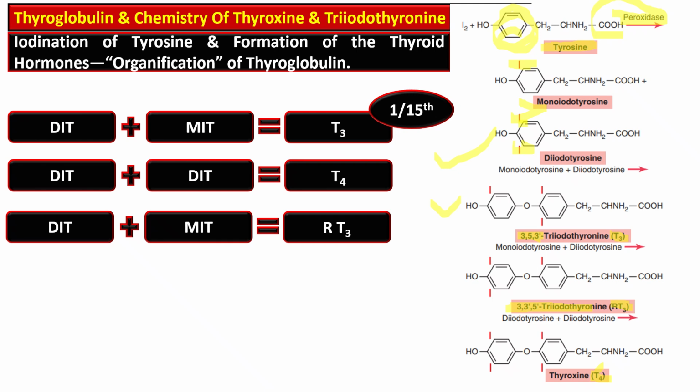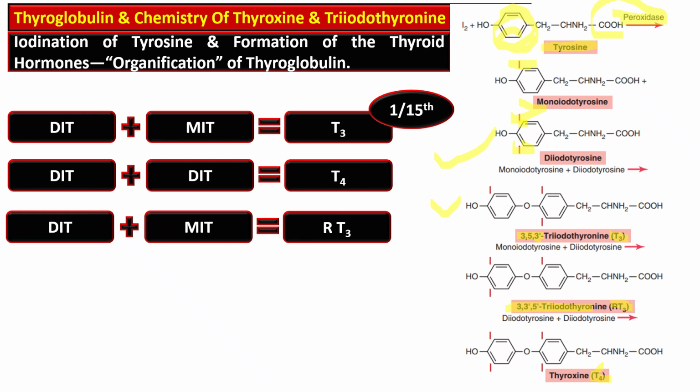The T4 or thyroxine hormone is formed by coupling of two DIT, and it is the primary circulating hormone that acts as a prohormone, and later it is converted into triiodothyronine in the tissue.